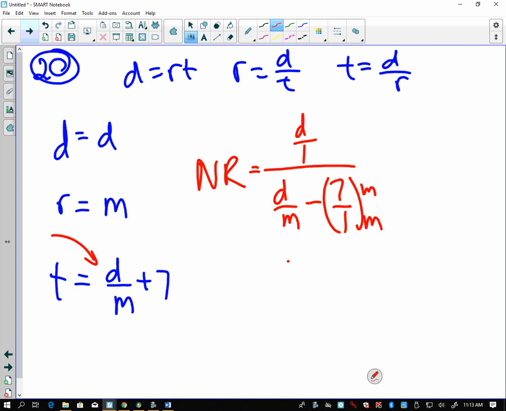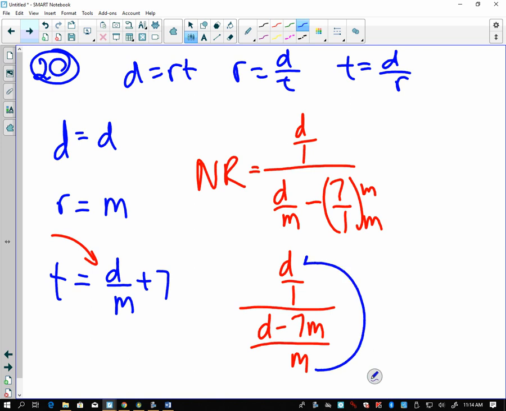All right, so that's giving me D over 1 over D minus 7M all over M. I have a fraction. I'm dividing by a fraction. What do I need to do instead? Multiply by the reciprocal. So I'm going to multiply D times M. I'm going to multiply 1 times D minus 7M. That's going to give me DM over D minus 7M.